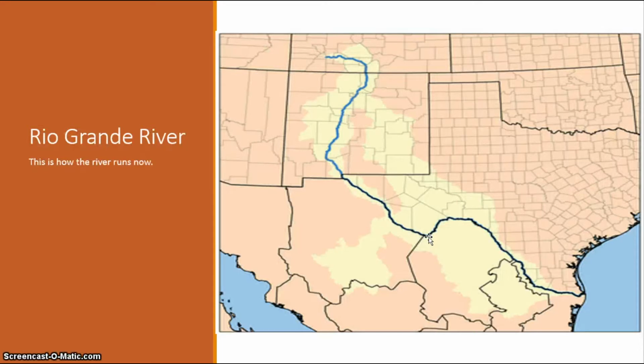Now, in its current course, this is how the mighty Rio Grande River ran. This is how it runs today. It starts off in Colorado, runs all the way through the state of New Mexico, into El Paso, Texas, and is the border line between Texas and Mexico, running all the way through to the Gulf of Mexico.